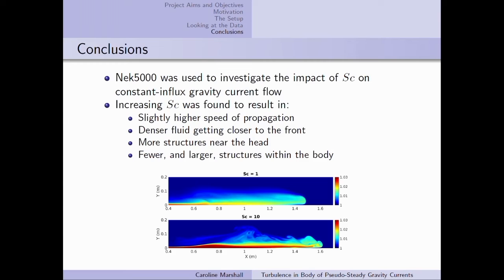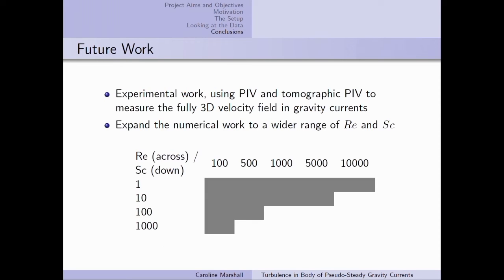So the cases that we're hoping to look at are here. On the ARC facility that we have at Leeds, I've managed to do the Reynolds number 100 and 500 cases with Schmidt number 1 and 10, and the Reynolds number 1000 Schmidt number 1 case. We can maybe do a few more, but we are hoping to look at a wider range using a facility over in Illinois. So hopefully we'll have some more.